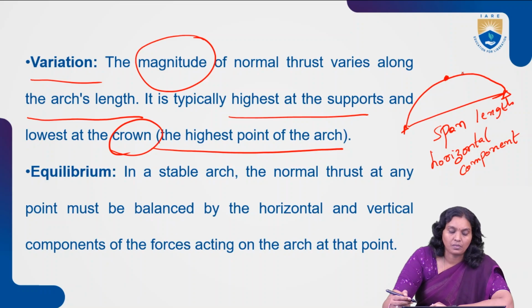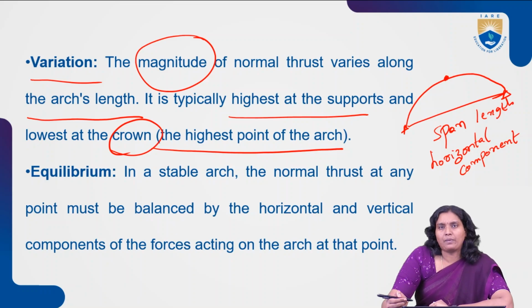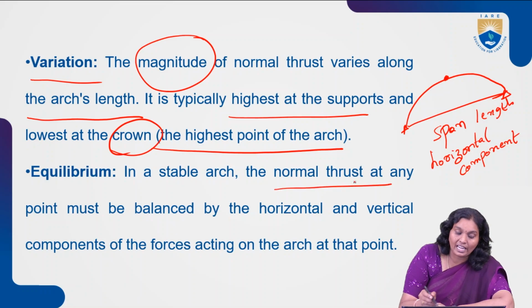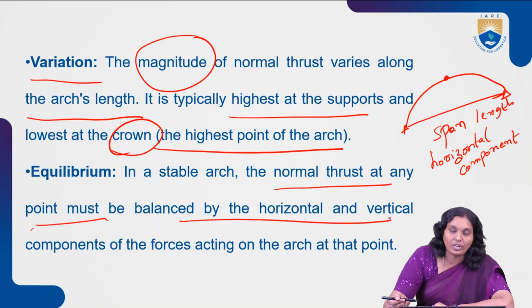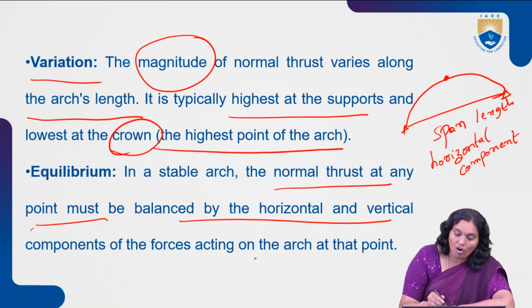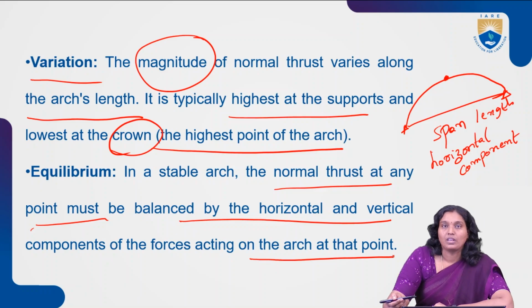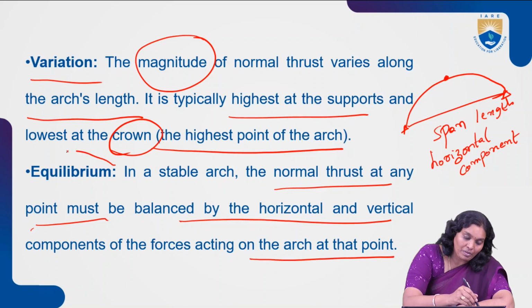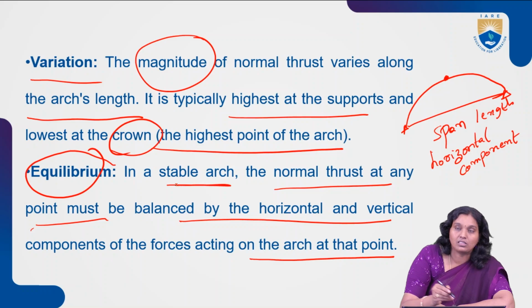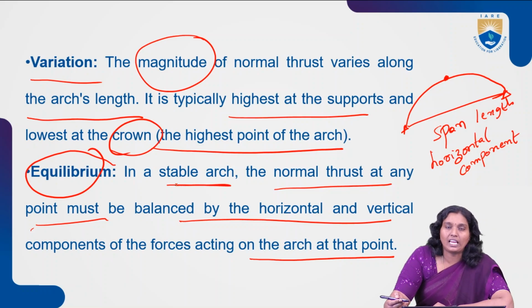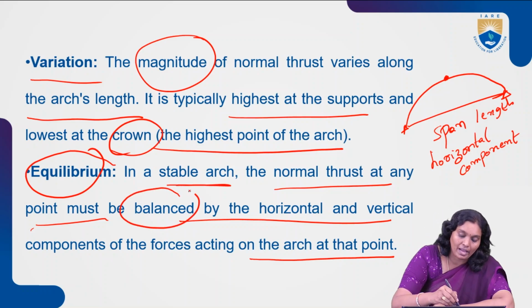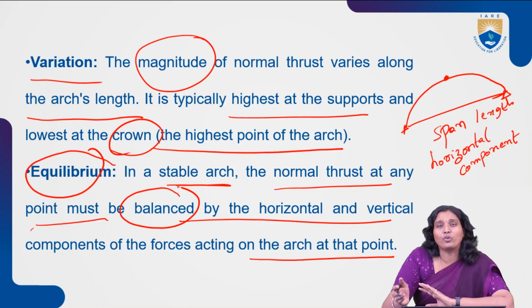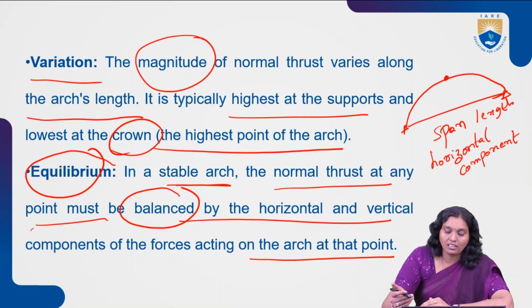Moving to equilibrium: in a stable arch, the normal thrust at any point must be balanced by the horizontal and vertical components of the forces acting on the arch at that point. So equilibrium means that in a stable arch, the normal thrust at any point must be balanced by both components, horizontal as well as vertical, of the forces acting on the arch at that point.